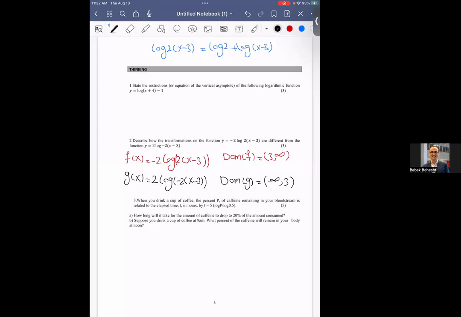So the domain of g is all x's that are less than 3. For f, it is all x's that are greater than 3. And here you see the main difference between f and g: one goes this way, another goes that way. Okay, now let me draw each graph.